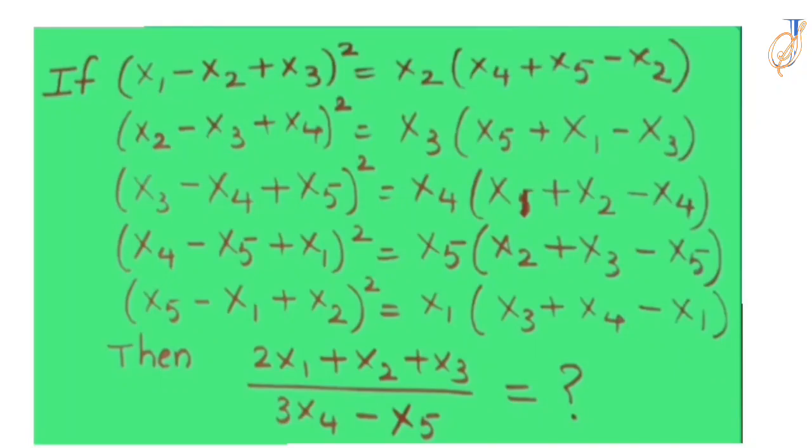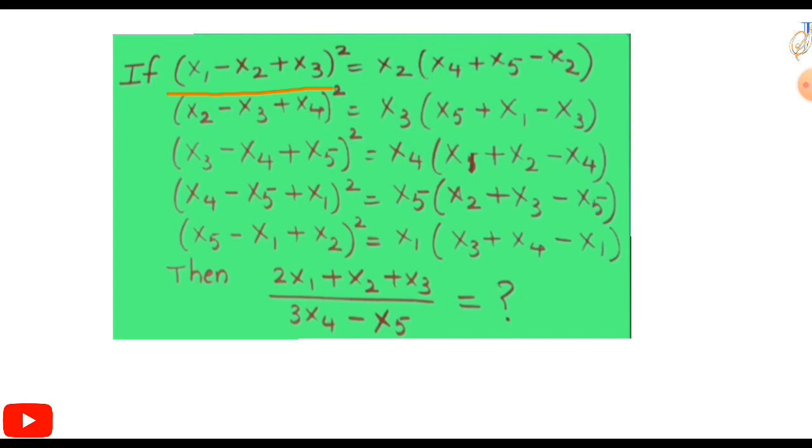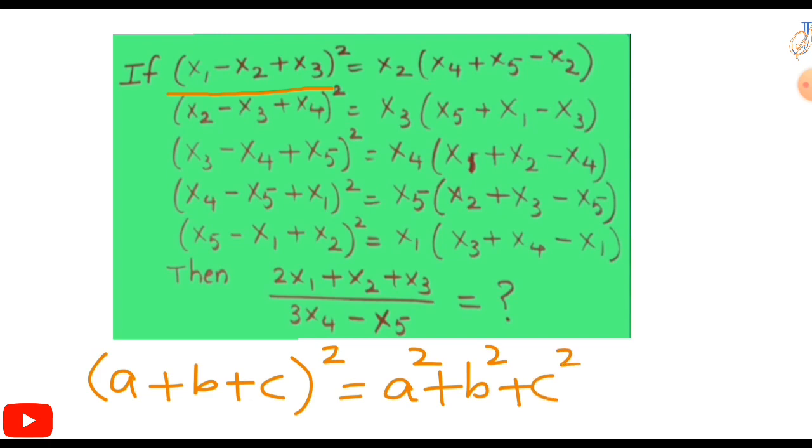Today we will discuss this toughest question. (x1 - x2 + x3)² = x2(x4 + x5 - x2). Try to solve this. This (x1 - x2 + x3)² is in the form of (a + b + c)². So what is the formula? a² + b² + c² + 2(ab + bc + ca).